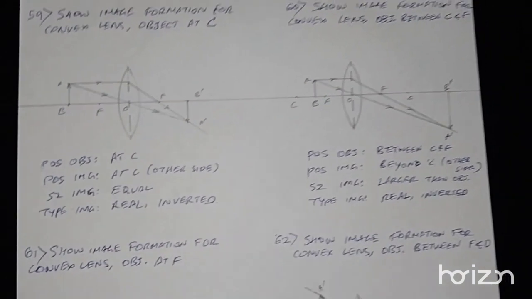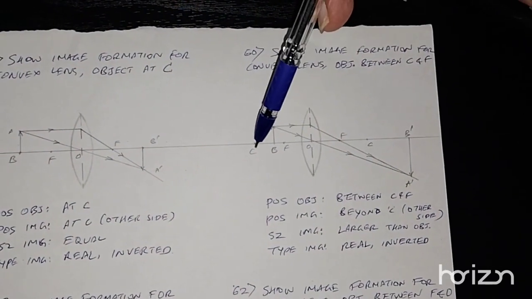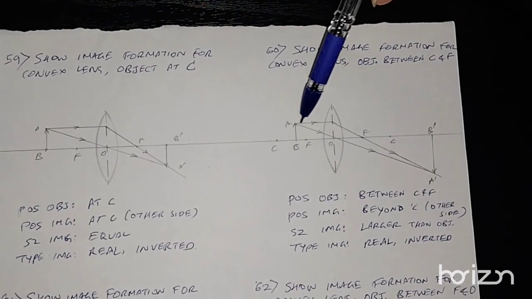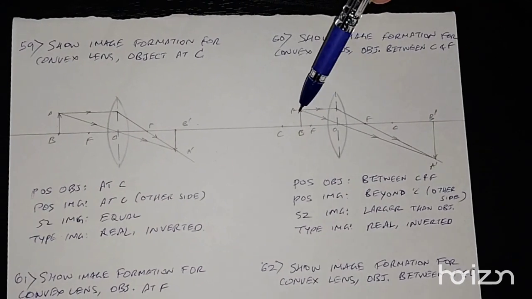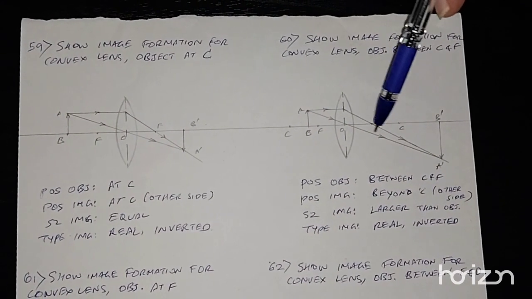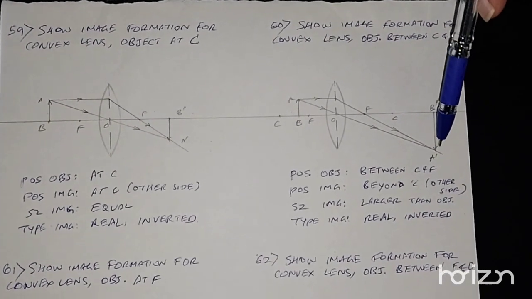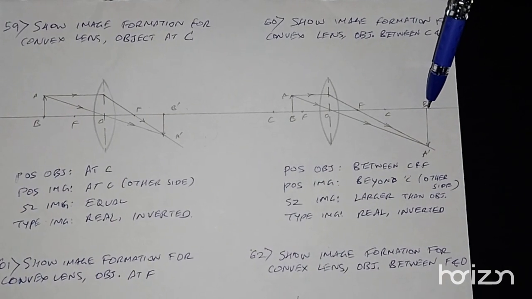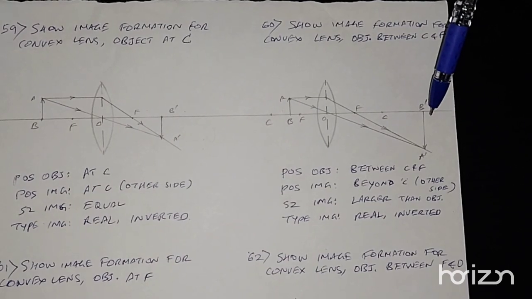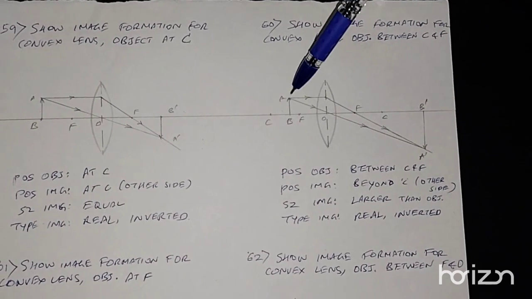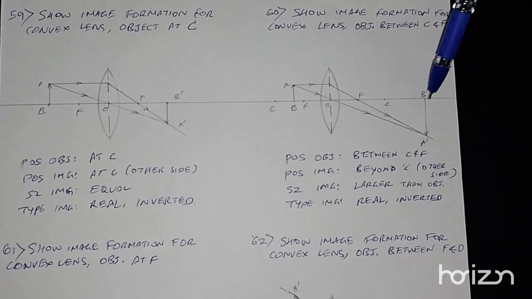Okay, next question, show image formation for the convex lens when the object is between C and F. Okay, when it is between C and F, again do the same technique: shoot a ray parallel to the principal axis. It will be bent such that it goes through F. Shoot a ray through the optic center, it will go straight as is without changing its direction. These two rays emanating from A will intersect at A dash, and the image of B, B dash, is on the principal axis. So A dash B dash is the image. Now as you can see, it is inverted and its size is bigger than the object AB. And the image is formed beyond C on the other side.